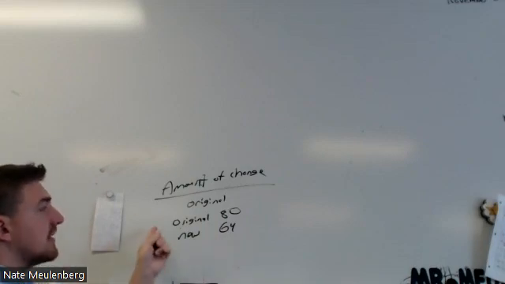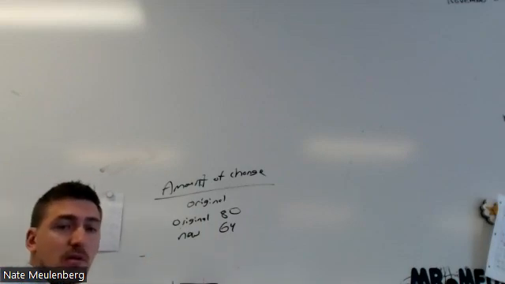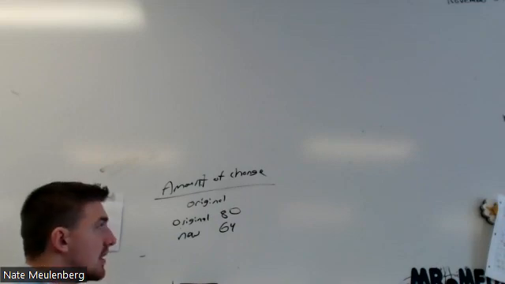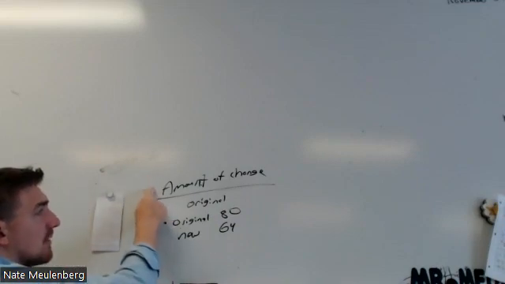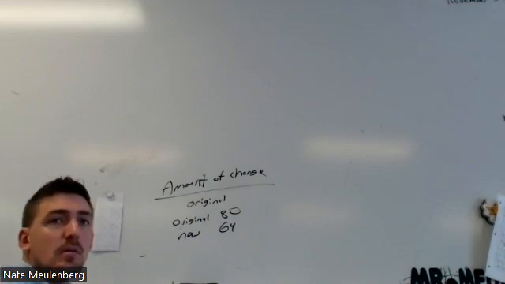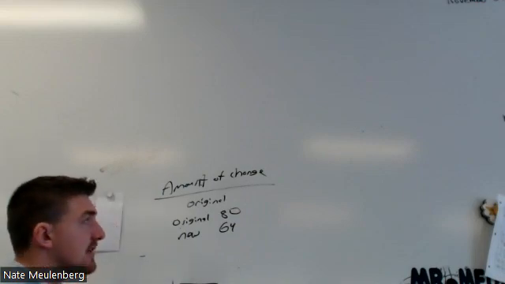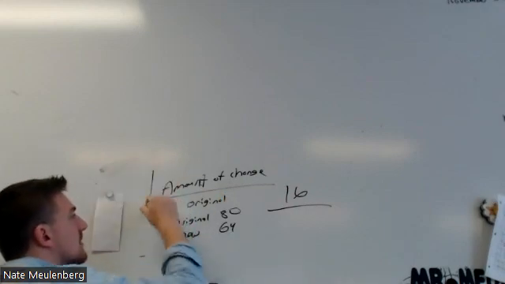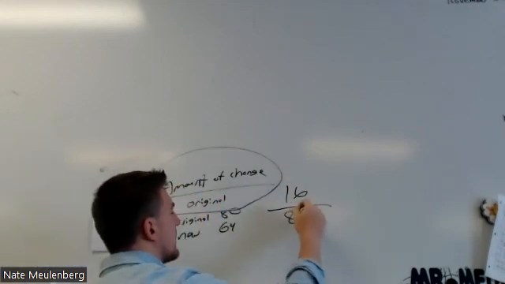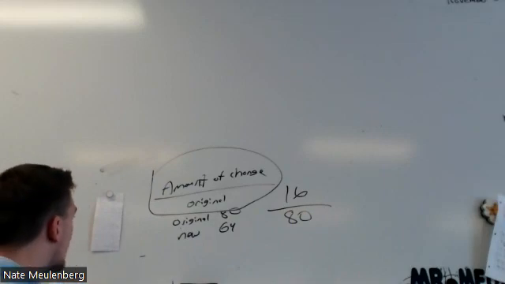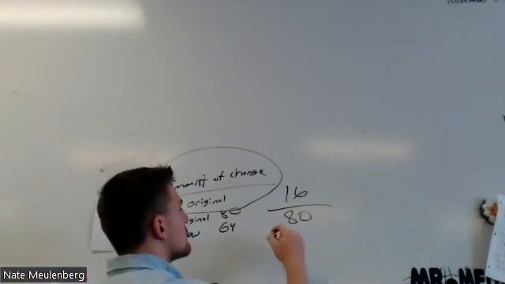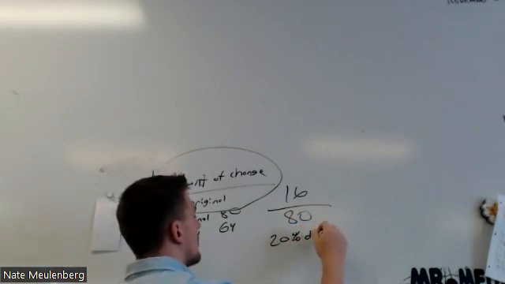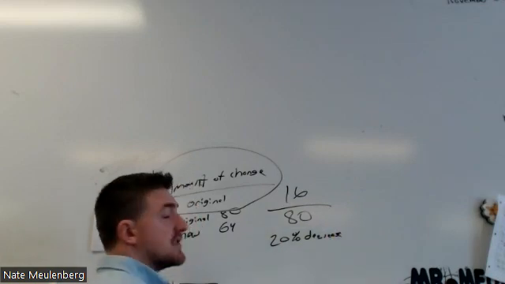First, stop. The original is 80, the new is 64. Is this an increase or a decrease? Decrease. It's a decrease. Good. Now, how much did we change from 80 to 64? What's our amount of change? 16. It doesn't matter if it's positive or negative, it's just 16. So 16 over the original. What's the original? 80. 16 over 80. And that's 20%. Decrease. Does that ring a bell?